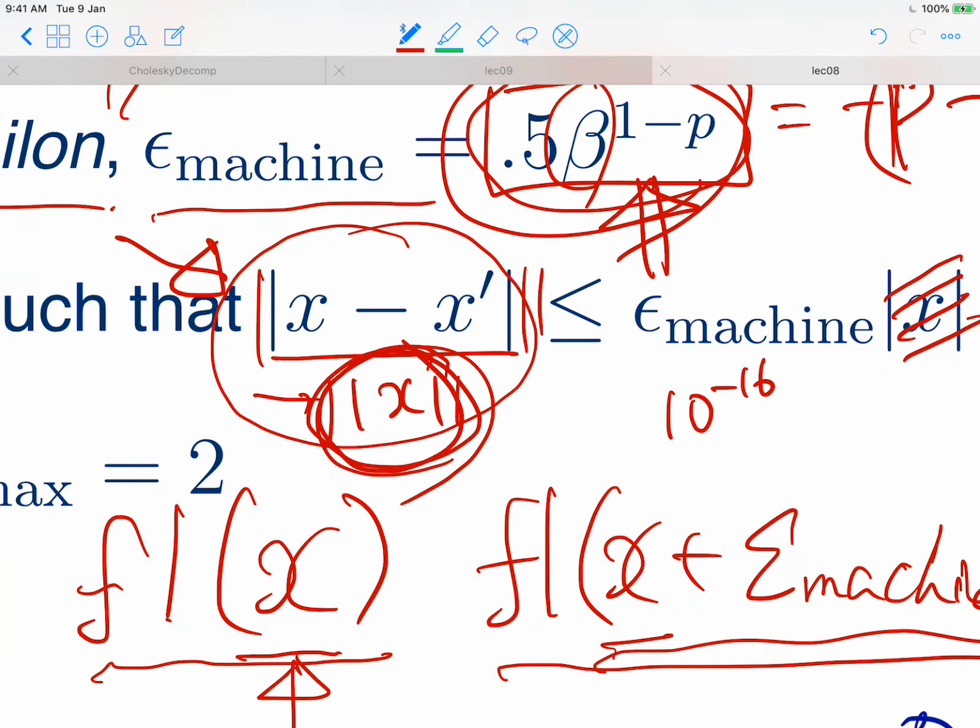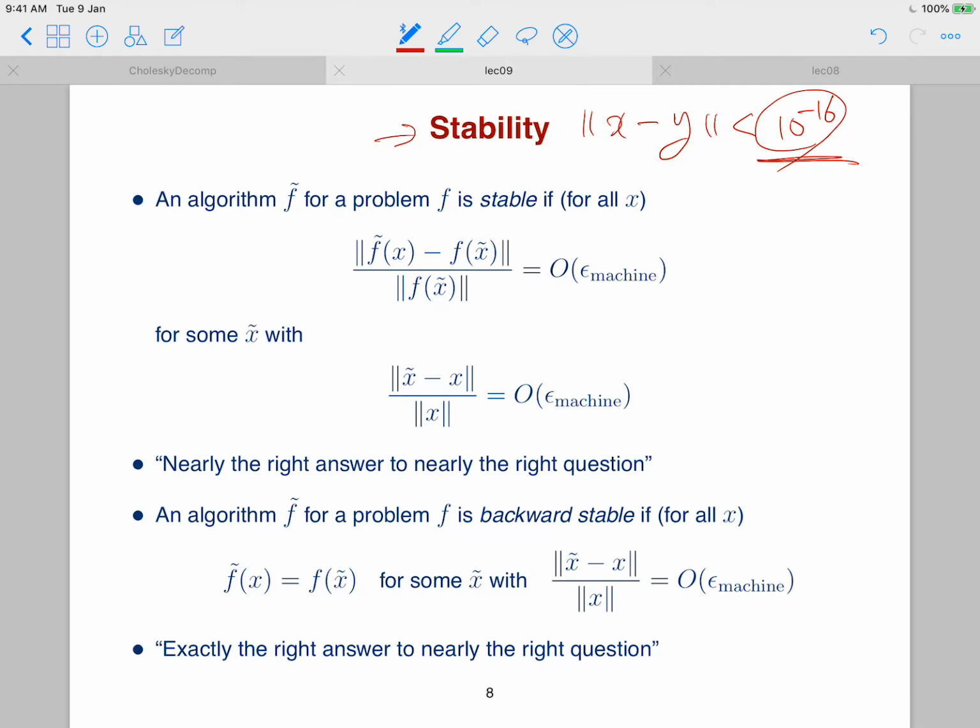So the notion of stability applies throughout the entire computational process that we go through. If this relative difference is still within that 10 to the negative 16th, considering this 64-bit floating point representation, and the difference is within this range, then the whole computation is considered stable.